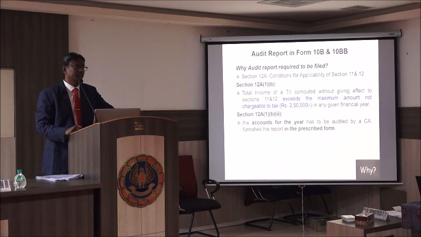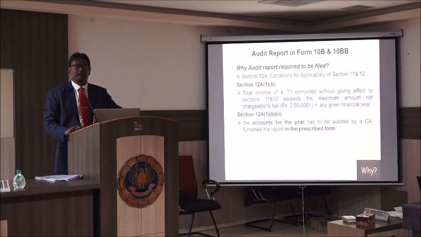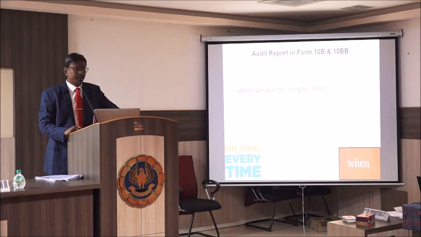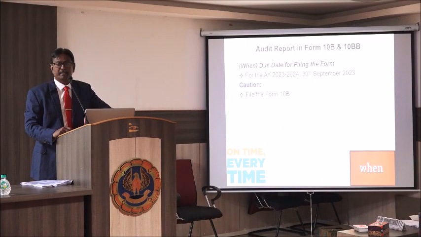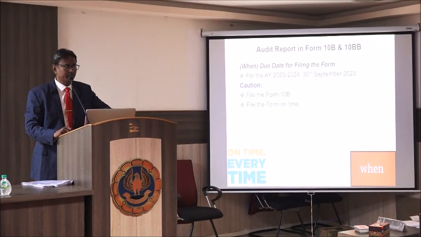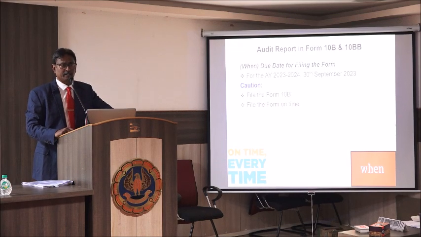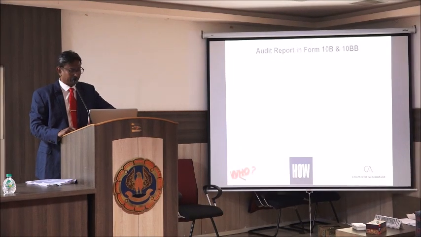So the regular 3CB, 3CD for the business cases. Here in the non-profit organization, it is Form 10B and 10BB. The audit report has to be filed before 30th September 2023, and the caution is Form 10B has to be filed on time every time. Even if it is missed for 1 year, that year the registration or the exemption will not be given for the non-profit organization, and the organization will have to pay a huge tax amount.